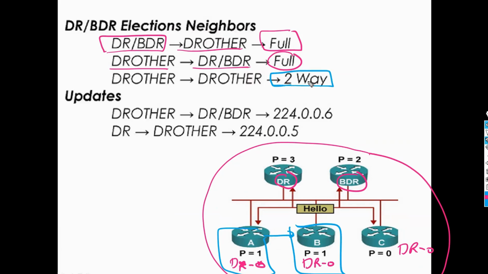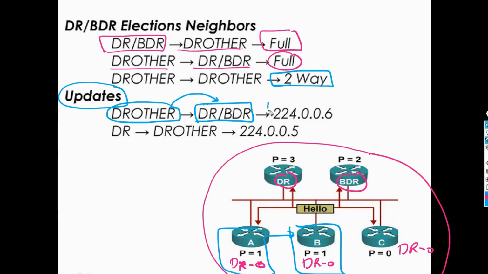Two-way. Now, what about updates? I told you the OSPF protocol uses two multicast addresses. RIP uses one multicast address, EIGRP uses one multicast address, but OSPF uses two multicast addresses, 224.0.0.5 and 224.0.0.6.